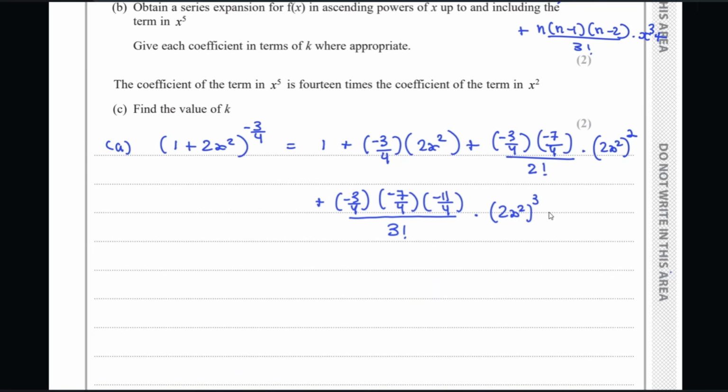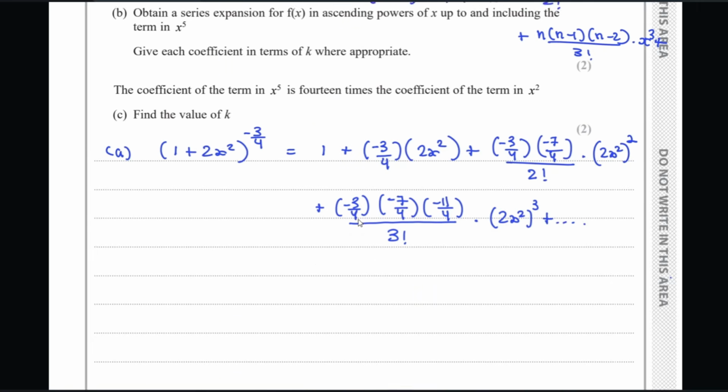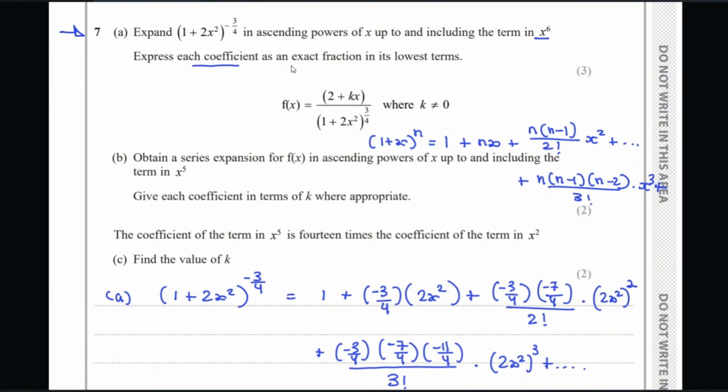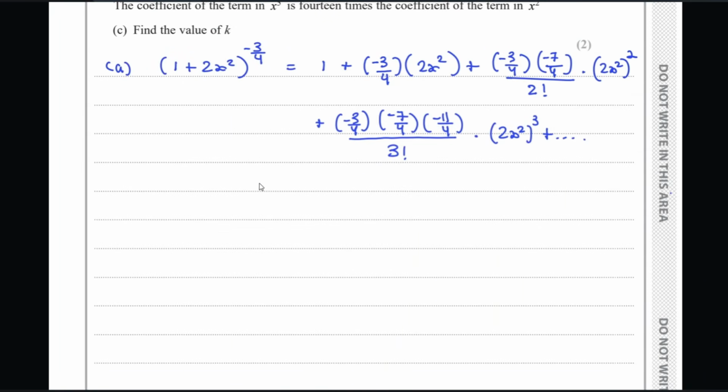So this is the expansion, but we need to simplify this. We need to express each coefficient as an exact fraction in its lowest terms. Let's rewrite this. This is going to be equal to 1 plus, let's look at the first term, not the zeroth term, the zeroth term is 1. For the first term, if we multiply -3/4 with 2, using the calculator, -3/4 times 2 gives me -3/2. So it is -3/2 x².